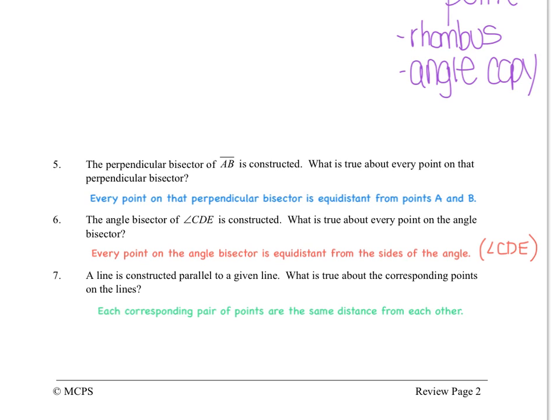And that concludes Unit 1, Topic 1 of the Honors Geometry Semester Exam Review.